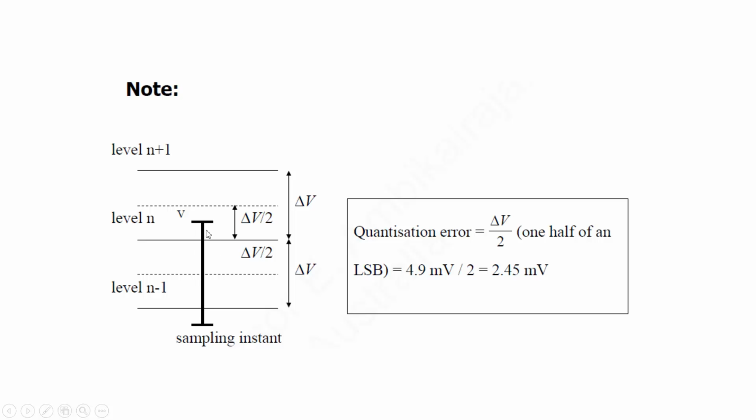And in this way, the quantization process is completed, meaning the sampled values are given the allocated quantization level, depending on where the sampled value lies. If it is above the middle level, then n plus 1 will be allocated, and if it is below the middle level, then level n will be allocated. Now if you look at the diagram carefully, between the two levels we define delta V, which we call the step size.